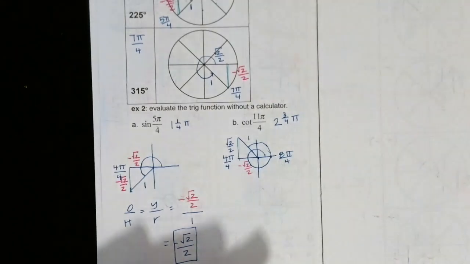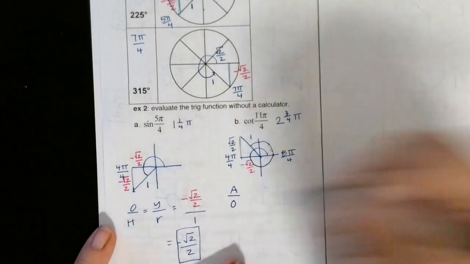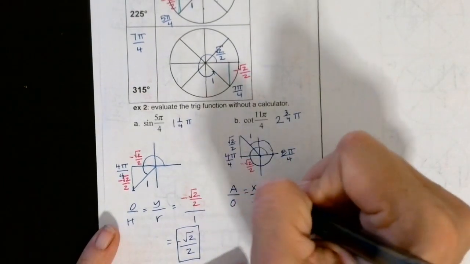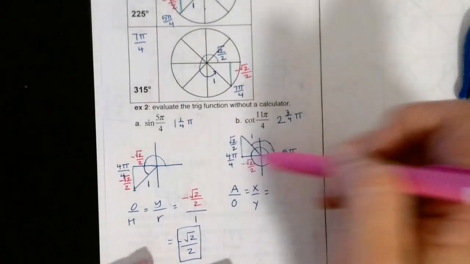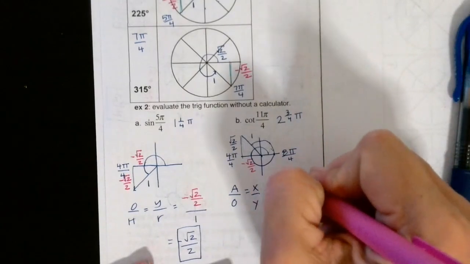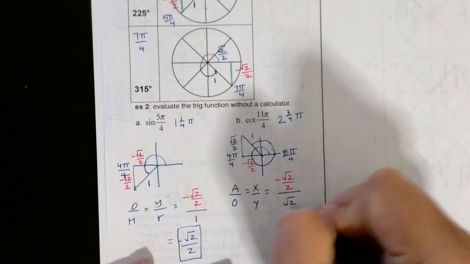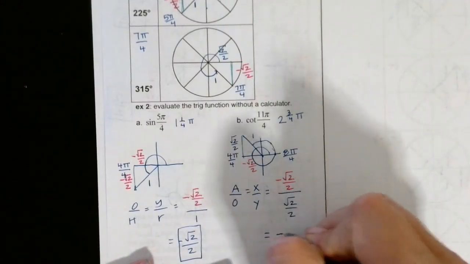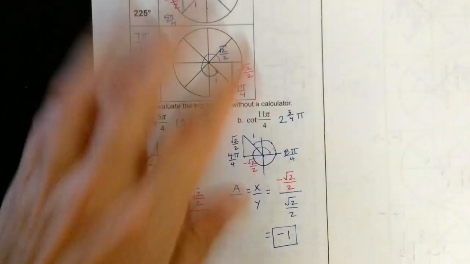And then what are we doing? Cotangent. Cotangent is the reciprocal of tangent, so it's x over y. So we have the x is the base of our triangle, so negative root 2 over 2, all over root 2 over 2, and a negative divided by a positive is going to be a negative, and it's going to be 1.